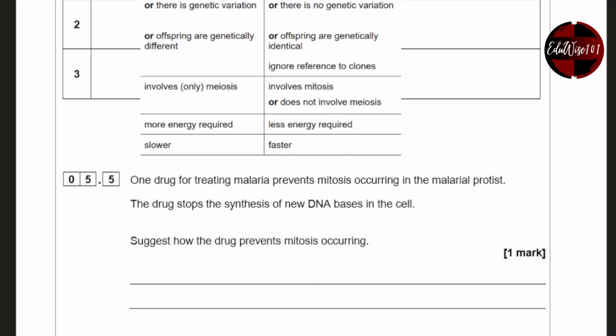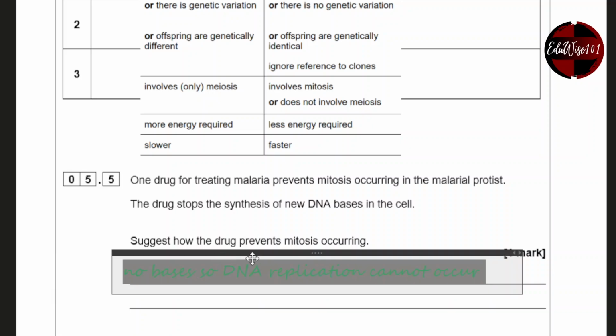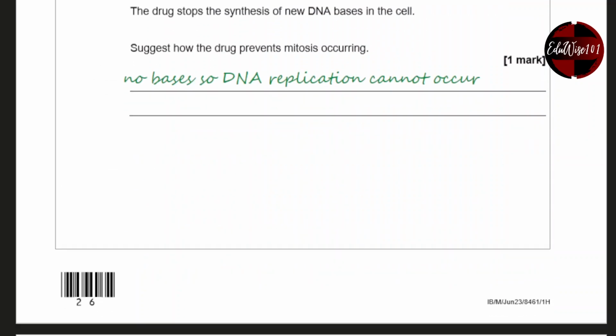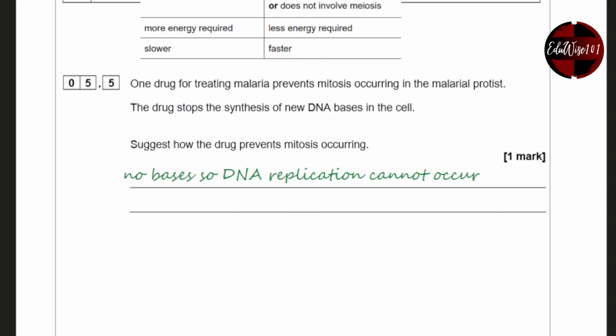One drug for treating malaria prevents mitosis occurring in the malarial protist. The drug stops the synthesis of new DNA bases in the cell. Suggest how the drug prevents mitosis occurring. Now, if there are no DNA bases, then there can't be any new DNA being formed. So DNA replication cannot actually occur.